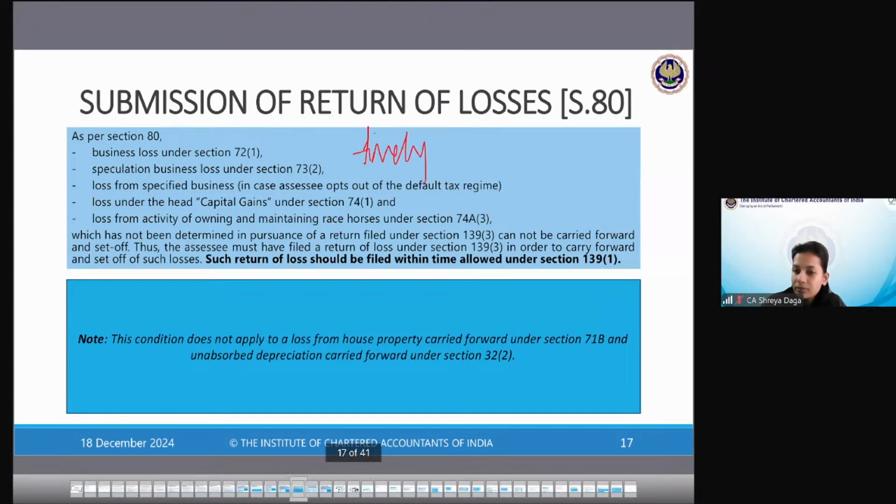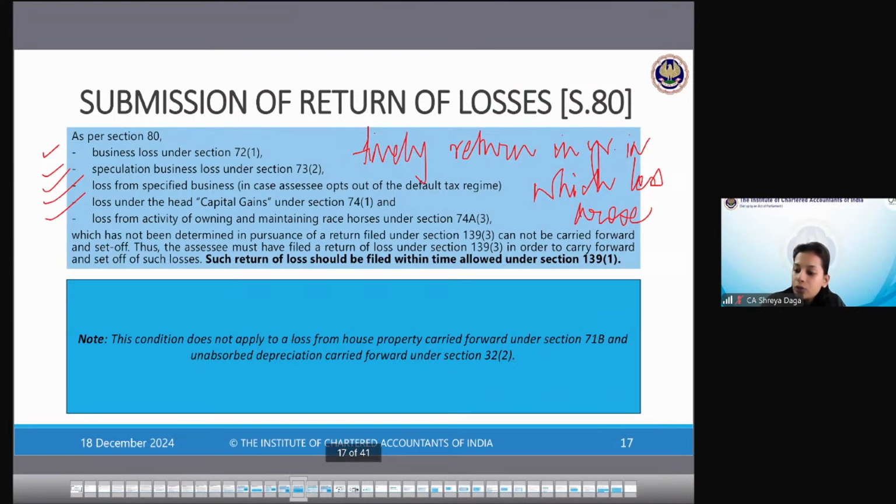Timely return in the year in which the loss arose. Okay. For which loss do you need a timely return? For business loss, for speculation business loss, for specified business loss, for capital loss, for owning and maintaining.